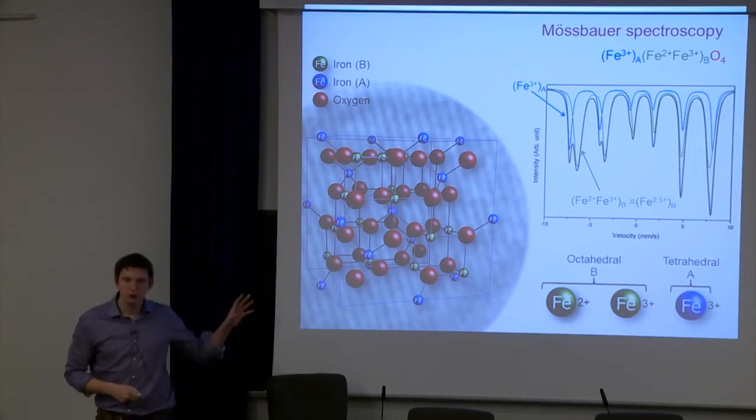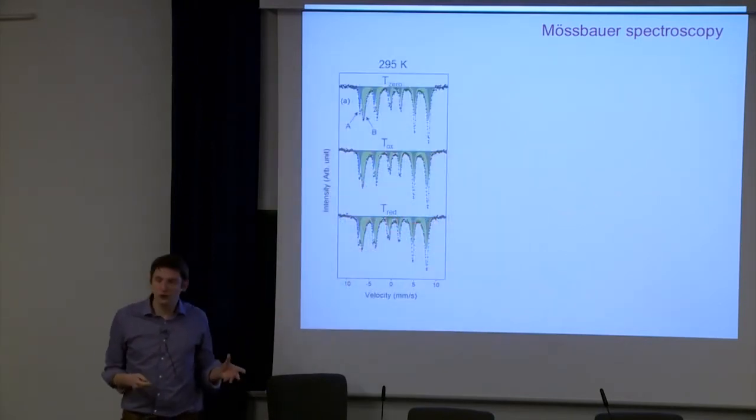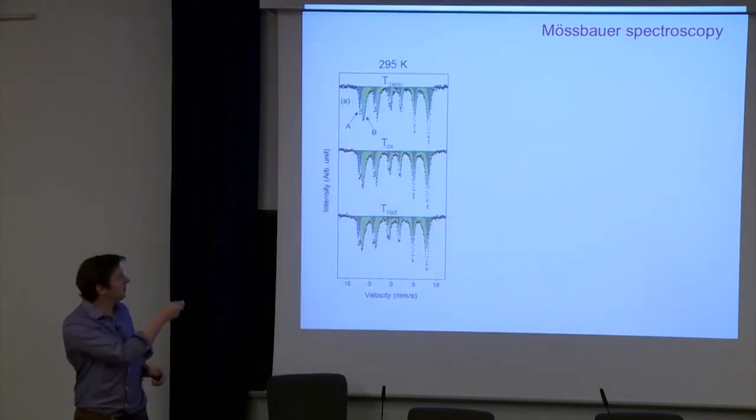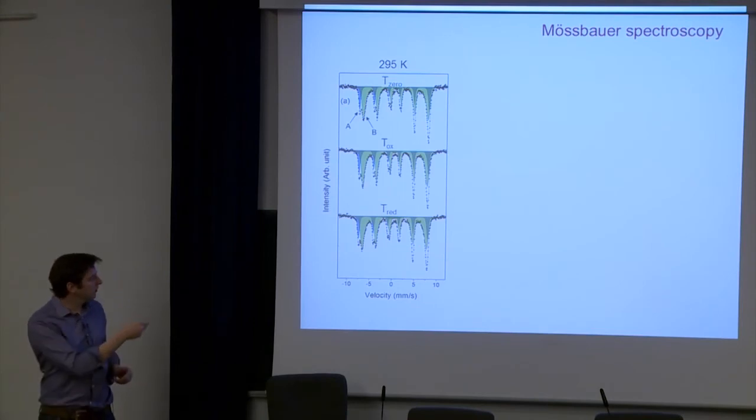So this is just an idea of what it should look like at room temperature. And of course, when we look at our samples, we do see this. We see this nice splitting. We see the tetrahedral sites. We see the octahedral sites. But what's interesting is that we don't see any significant differences between any of the samples.